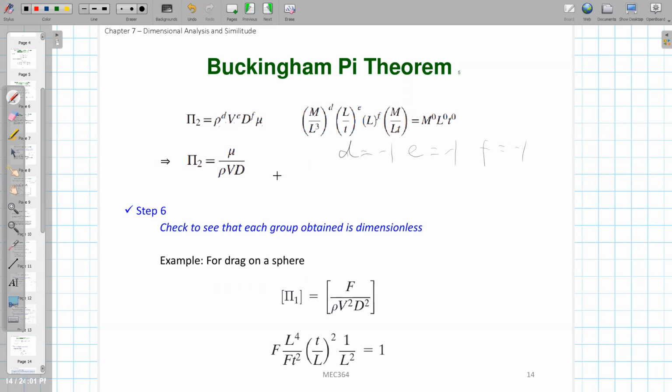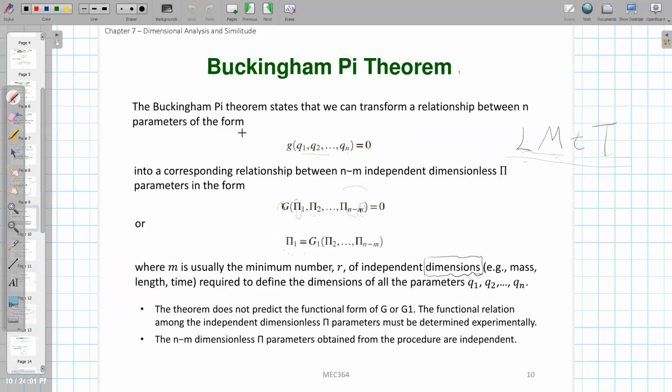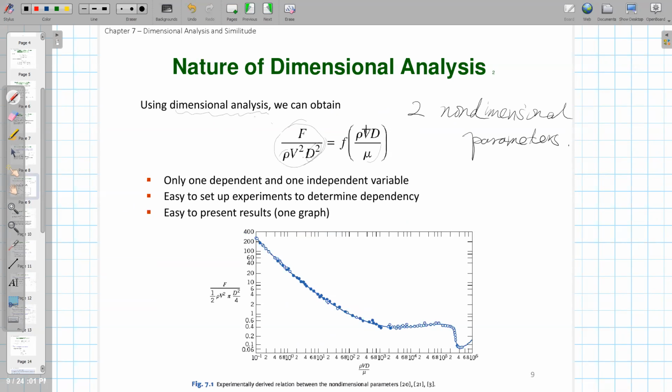So what is this? This is 1 over Reynolds number. Okay, we are just using D for the length. So this is 1 over Reynolds number. So you find the second dimensionless parameter.